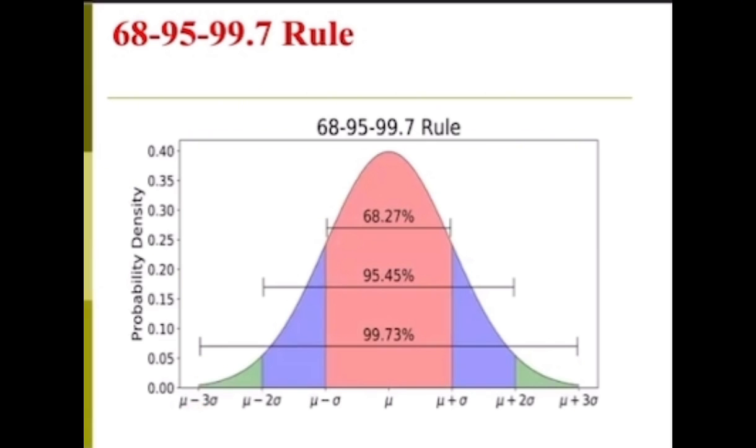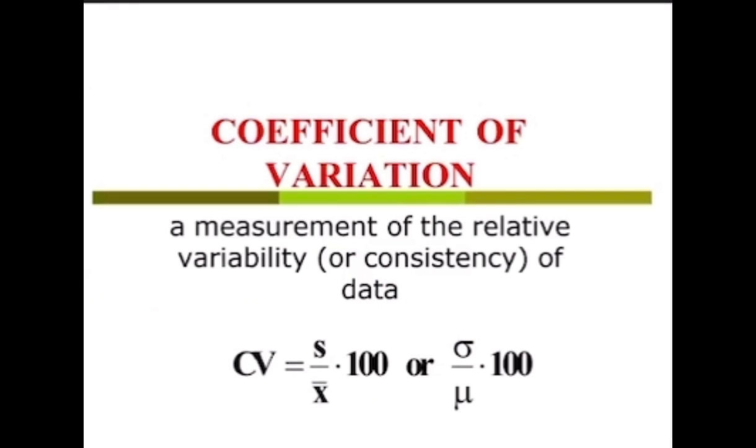Now I want to go to something else, the coefficient of variation. When do we use it? In a situation where we have two sets of data and we want to answer which set is more dispersed or less dispersed. That's why I call it a measurement of relative variability or consistency. You have consistency if the data set is less dispersed, and variability if it is more dispersed.